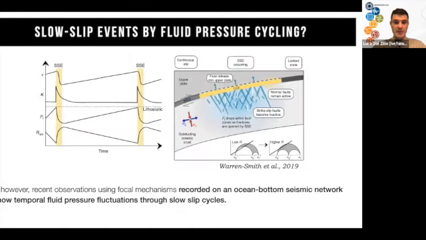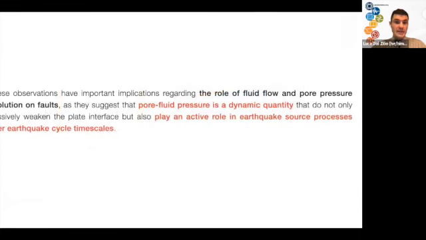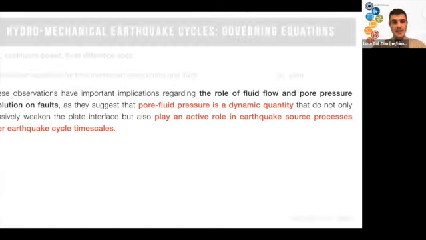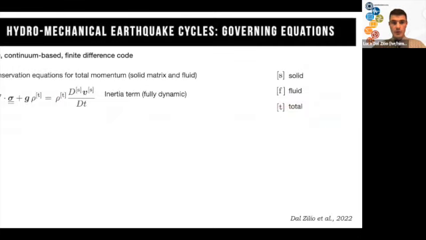More recently, we also have some observations from oceanic bottom seismic networks, where we have a fluctuation of pore fluid pressure. I think this is one of the key observations telling us that pore fluid pressure can indeed be very high, but at the same time is also changing over the seismic cycle, or even within one single event. These observations are telling us that the pore fluid pressure is a dynamic quantity that is weakening the fault, but is also playing an active role in earthquake source processes over earthquake cycle timescales. So for this reason, we decided to develop a new hydromechanical earthquake cycle code.